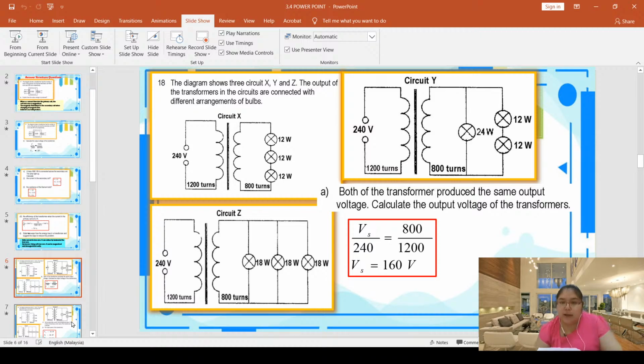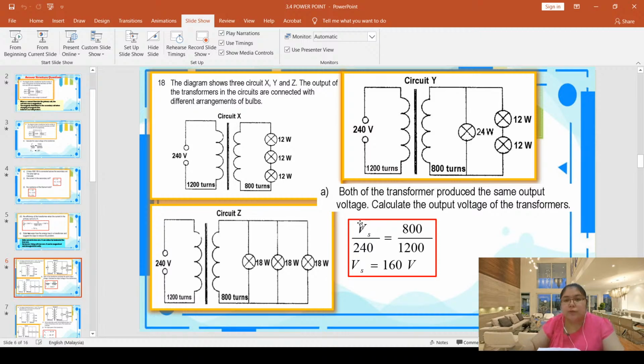Now both of the transformers produce the same output voltage. They say the output voltage must be the same. Why is it the same? Because your input voltage is the same and the number of turns is also the same. So the output voltage must be the same. We no need to count one by one. We can straightforwardly count together because all 3 are the same. So you need to calculate the output voltage.